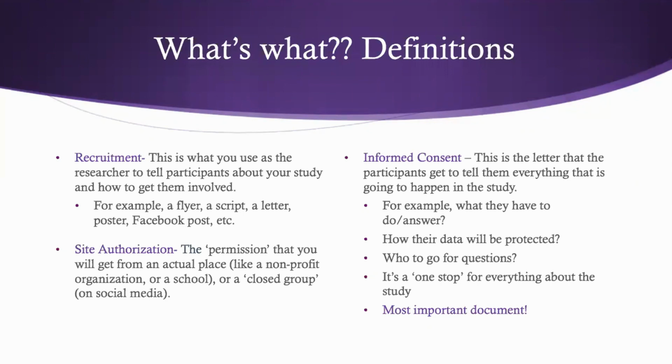Informed consent is the most important document. We're going to be spending time on that today so that you can understand the importance and how it aligns with other parts of the IRB process. Think of informed consent as everything that tells a participant about what's going to happen. It's like one-stop shopping. It is everything that a participant would need to know about your research and what they're going to be expected to do. So we're going to talk about that today in this presentation.